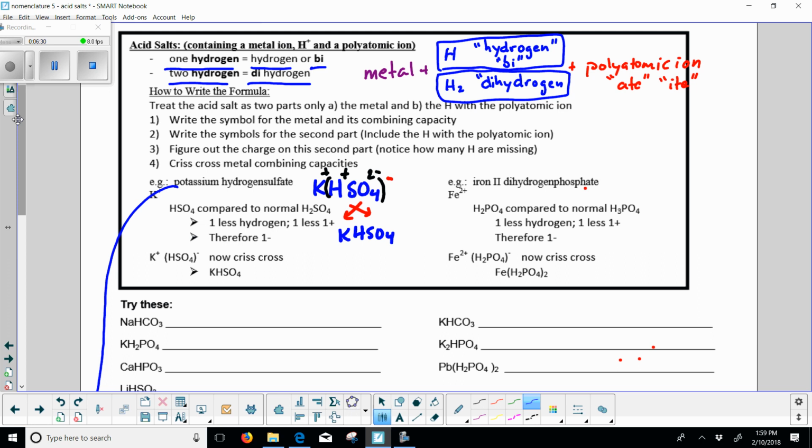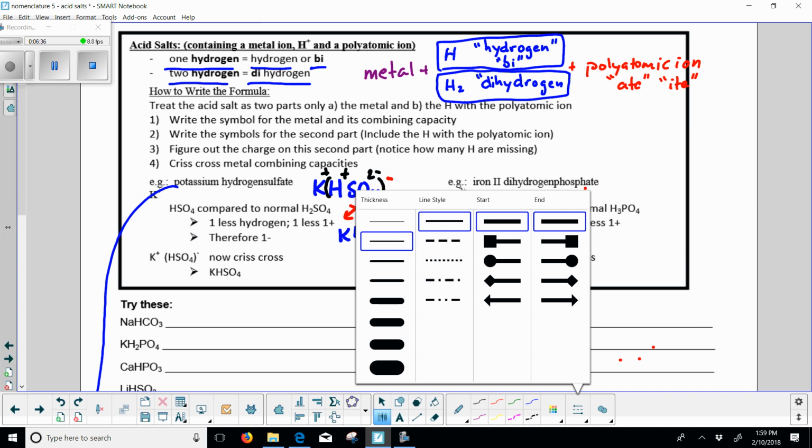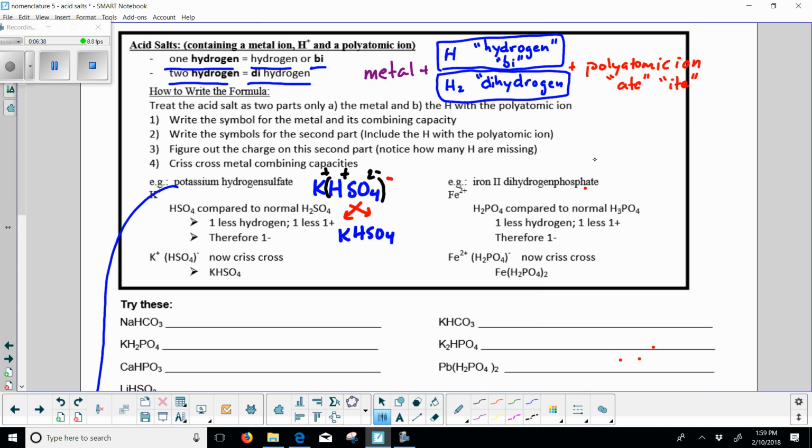Okay, let's look at what happens with a dihydrogen. What I have here, very similar, I'll just make this smaller, is I've got iron, and it has 2 hydrogens and a phosphate. Like before, we're going to be looking at the charge of the iron. So here we've got iron 2, so 2 positive.